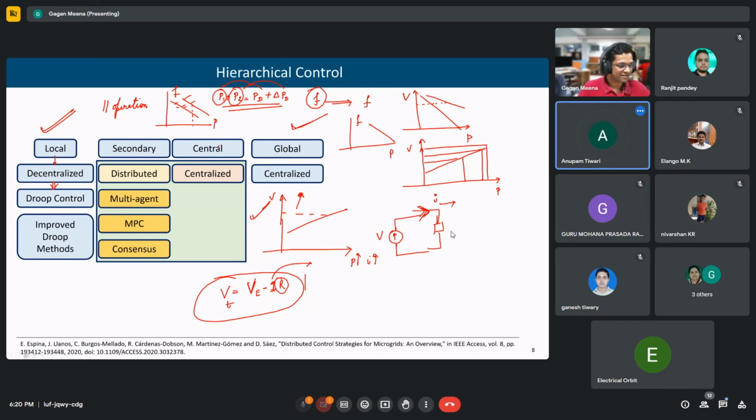Okay, sir. Because what you are saying is correct. Voltage will increase if irradiance increases for solar PV. But for that increased voltage also, if we connect a load, that voltage will reduce.